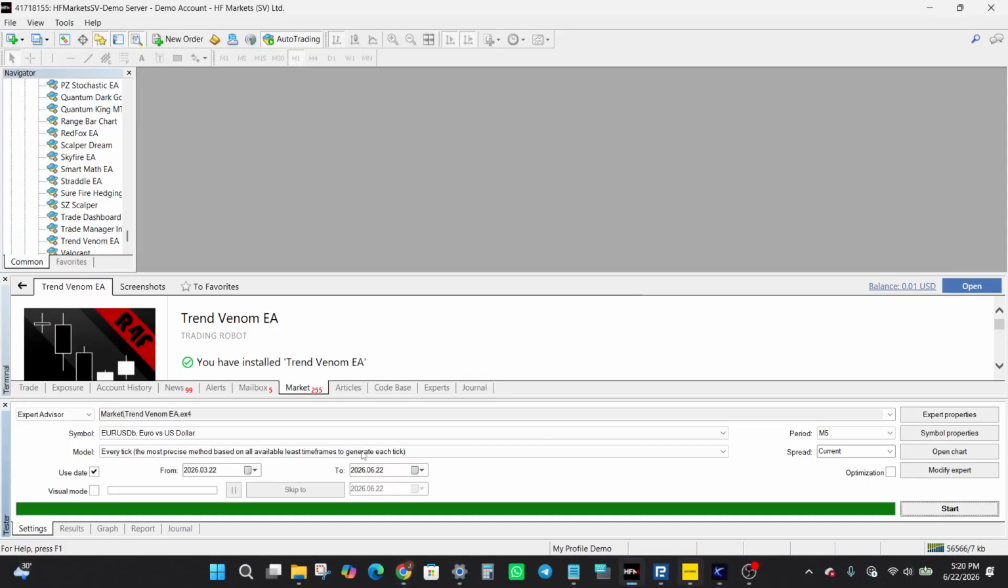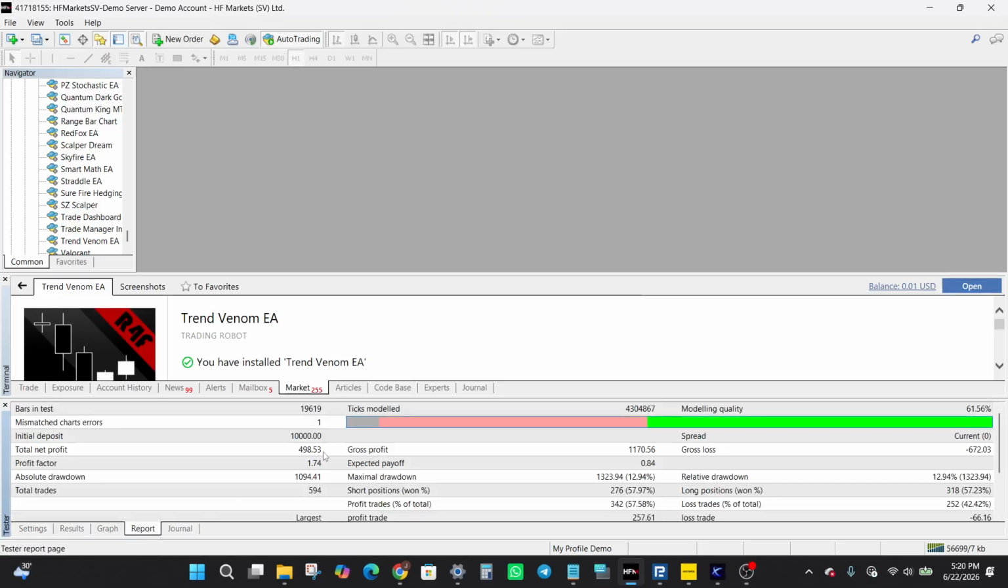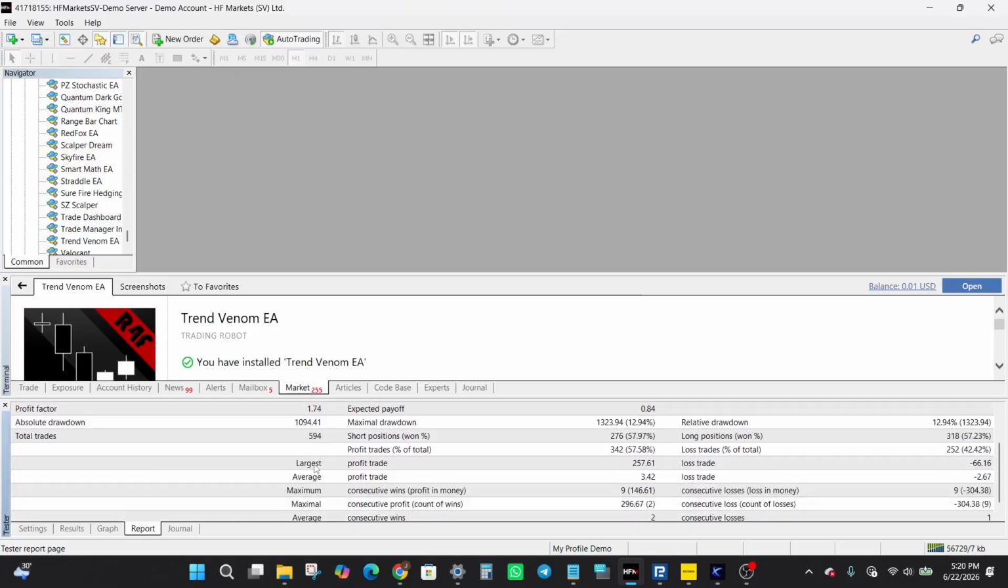Let's head over to our strategy tester. I'm testing the Trend Venom EA on EURUSD M5 time frame as recommended. I'm using the every tick modeling. I'm testing over the past 3 months, 22nd March to 22nd June 2026. Here the initial deposit was $10,000. Total net profit was roughly almost 5%. That is $498.53 in net profit.